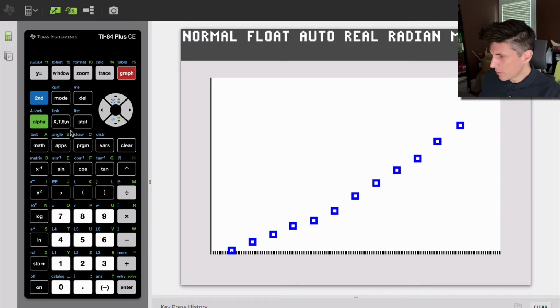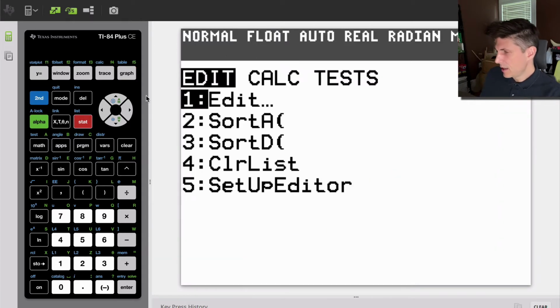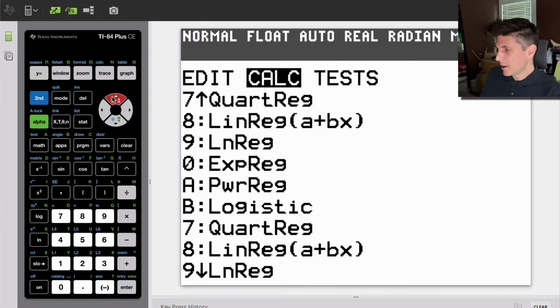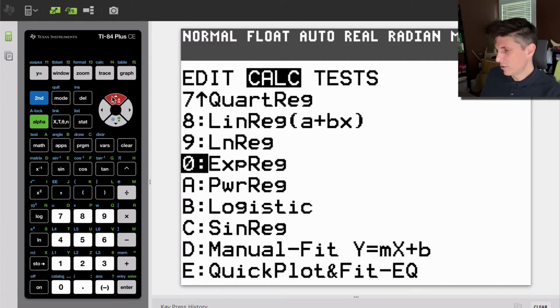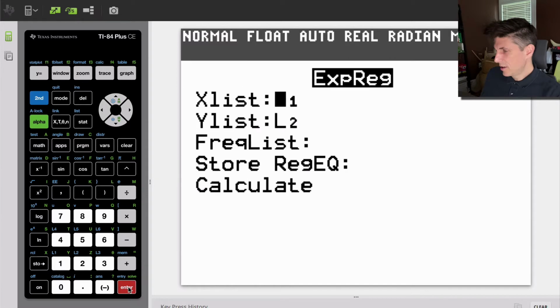So I'm going to come over to stat here. I'm going to say, all right, I would like to calc something. So I want to do an exponential regression on this one. It's going to ask me what's my X list? That's L1. My Y list is L2. So we have that going on, which is nice. And they said, hey, would you like to store the regression equation? And thanks for asking, I would.